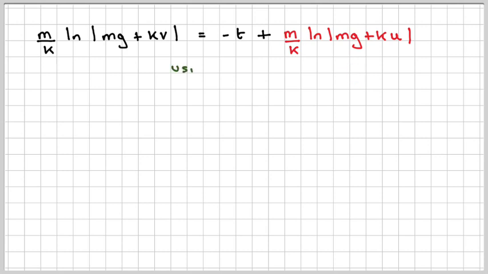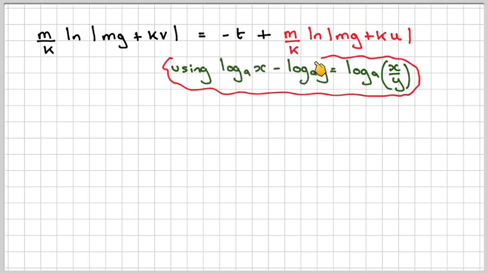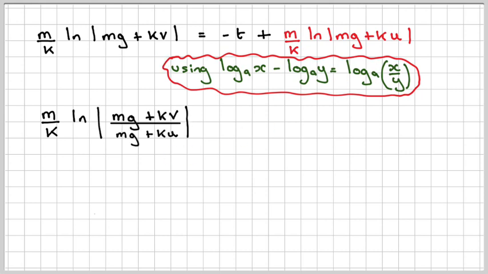So putting that into the equation that we've got here for velocity, adding in the constant here, and using log to the base a of x over y, we're going to use this one. So what we're going to do is take this over here, take out the common factor of m over k, then we've got a log minus a log, so we can write it as log x over y. So we're going to have m over k, ln of this one divided by this one, and that's going to be equal to minus t.